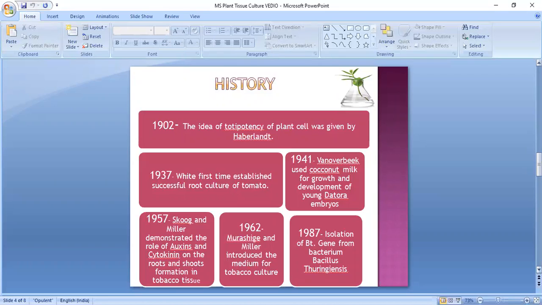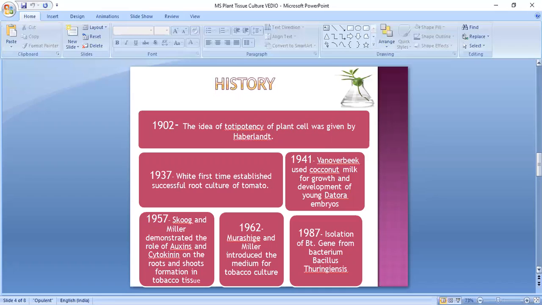In 1937, White first successfully established the root culture of tomato. Here we are using the explant as root. In 1941, Van Overbeek used coconut milk for the growth and development of young embryos. So here we changed the part of the media. The coconut milk is used for further growth.